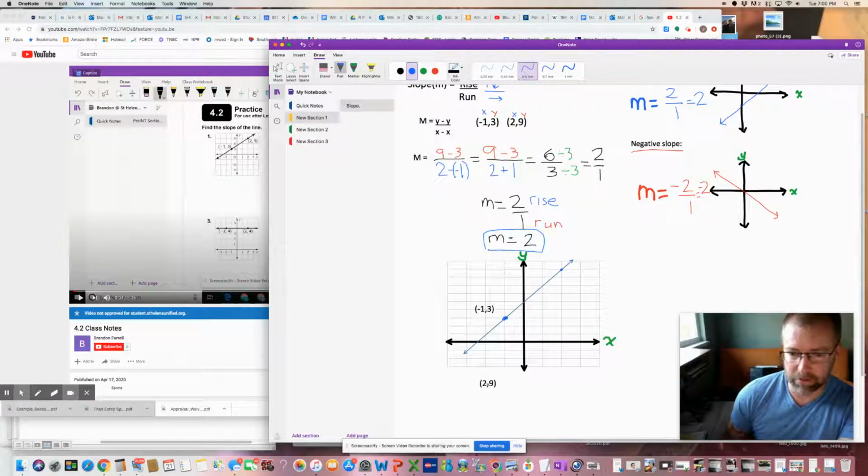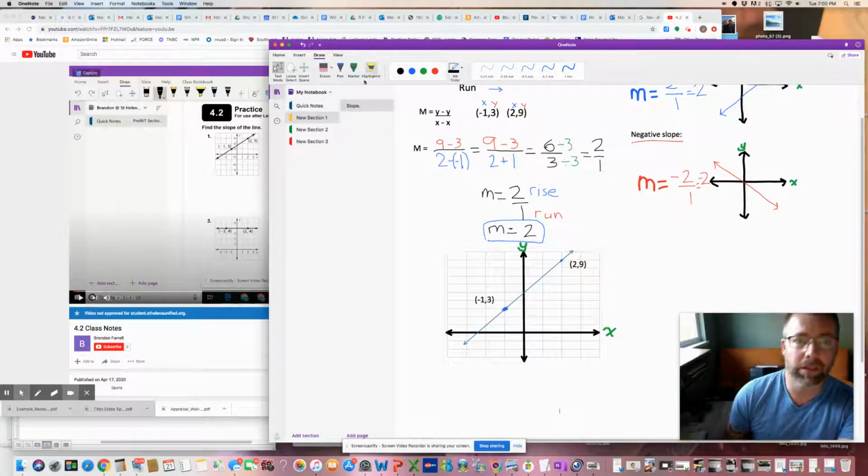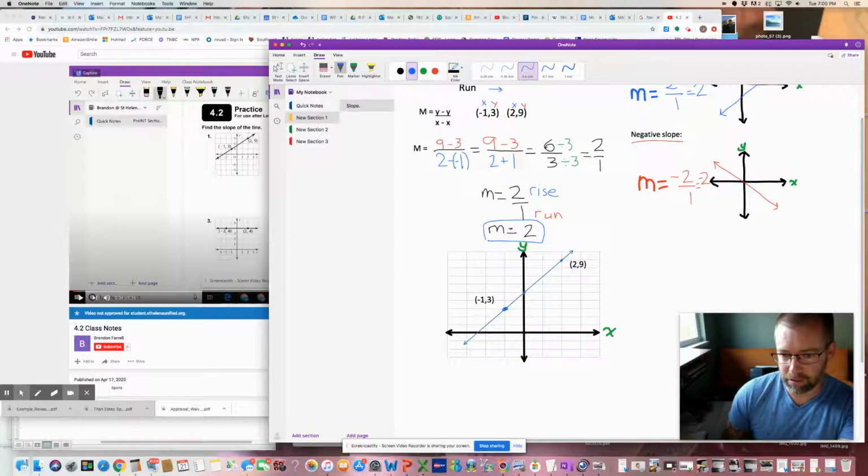Oh, you know what? Hold up. Just to make this all look nice and neat. We know that that point's 2 and 9, because those are the 2 points we used. Okay. So now, though, back to what we said. We should be able to go up 2 and over 1, and we should land on the line. Guess what? We do.